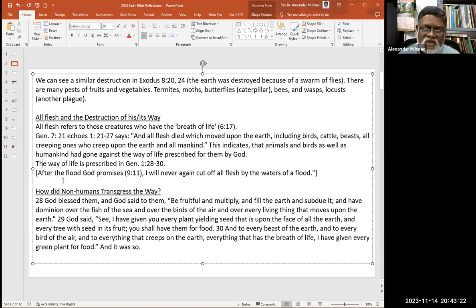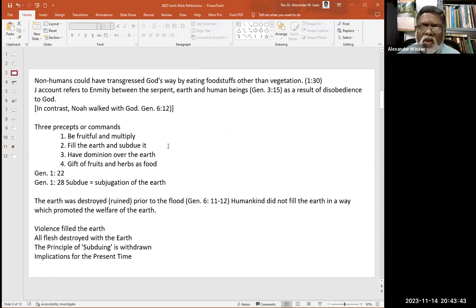And we can see also that after the flood, God promises, I will never again cut off all flesh from the waters of the flood. We will discuss that in the second session. Now we move to how did non-humans transgress the way? That's a question that we are concerned about. Non-humans could have transgressed God's way by eating foodstuffs other than vegetation. That is very evident in chapter 130.